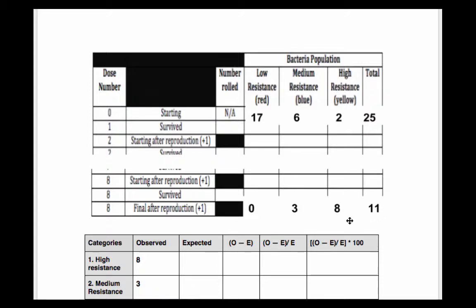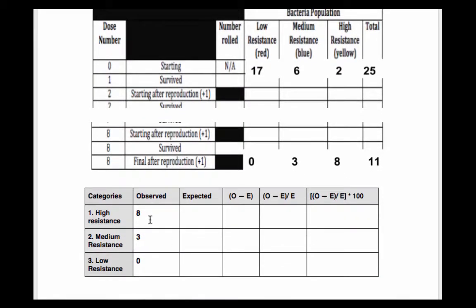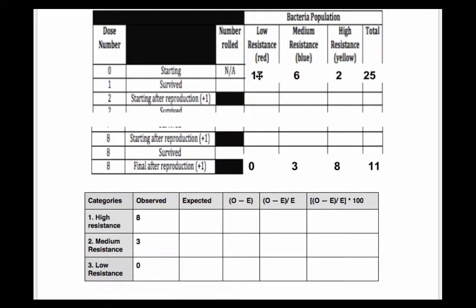Now we can see the population has clearly changed, but the question is, how much has it changed? How much has the high, medium, and low resistance bacteria changed? Well, we can use a sort of modified version of percent error. So we can take our ending numbers, our observed numbers, and input them into our percent error chart. And then we might be tempted to just put in our starting population numbers. So for high resistance, put in 2, then 6, and 17.